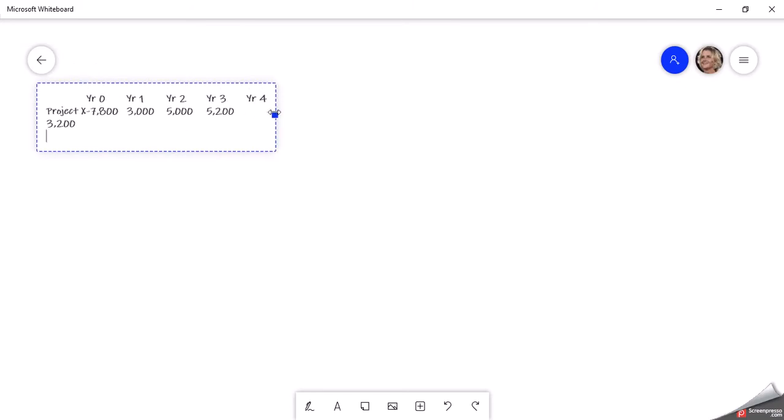Okay, so perfect. All right, let's see if we can make it bigger. All right, so again, we're calculating the internal rate of return.